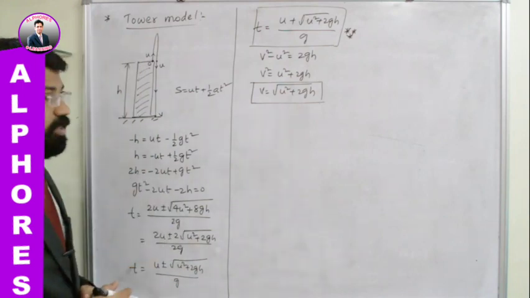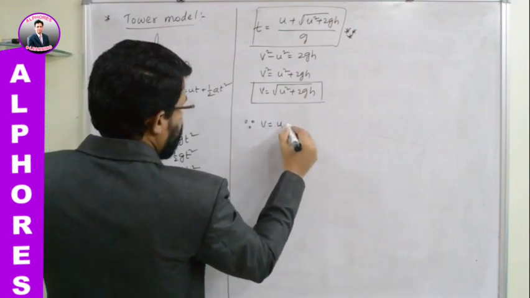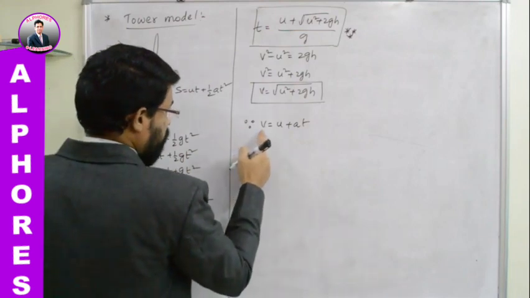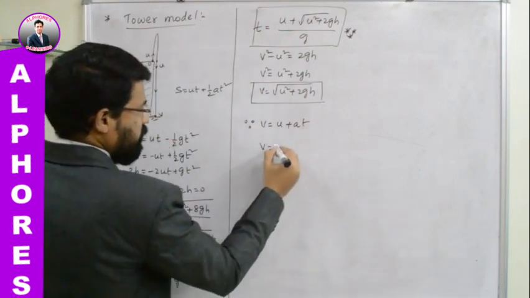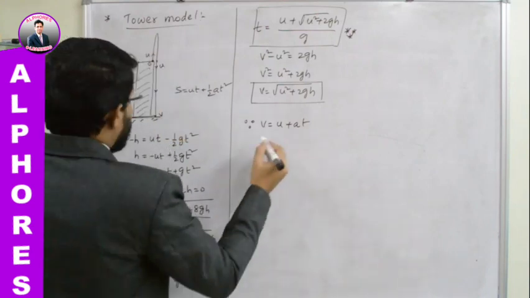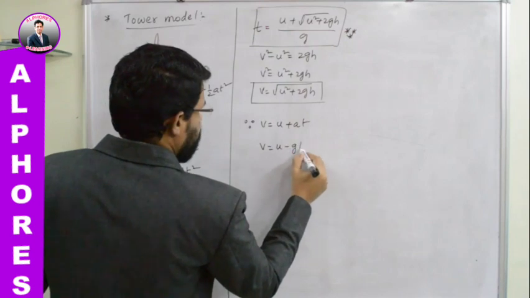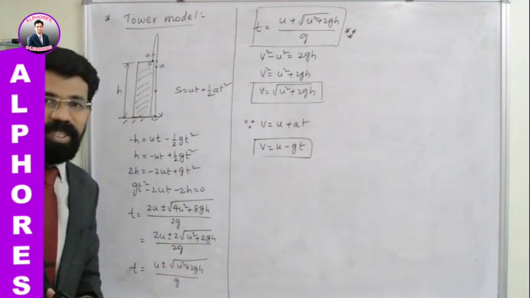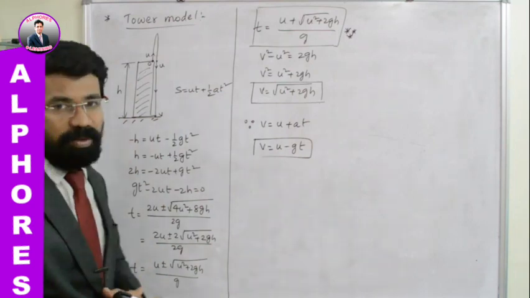Okay, right. Now let us find out one more thing: the velocity of the body after a time t. Since v is equal to u plus at, this is the equation. I am talking about the velocity of the body after a time t. So let us say it is v only. With what velocity is it projected? With a velocity u. Since it is projected in the upward direction, you have to replace a with minus g. So this is the expression for the velocity of the body after a time t. Okay, so these are certain key points connected with the tower model.